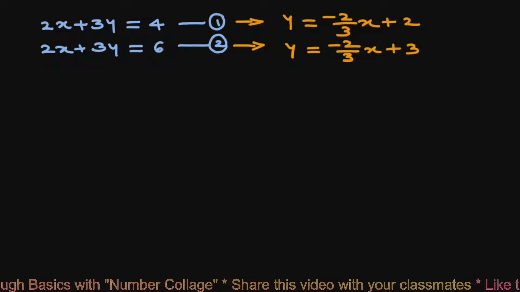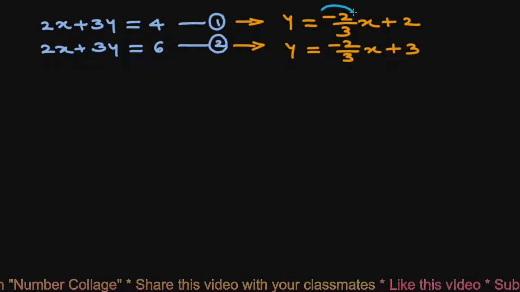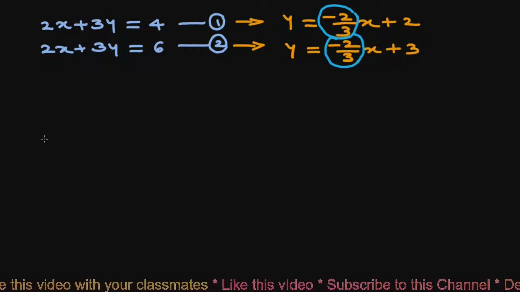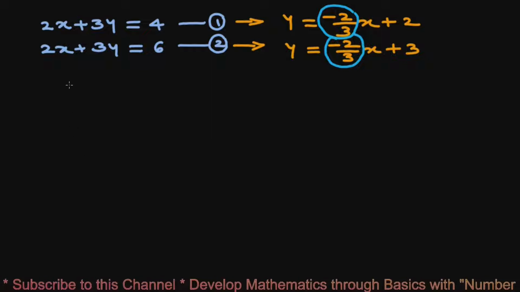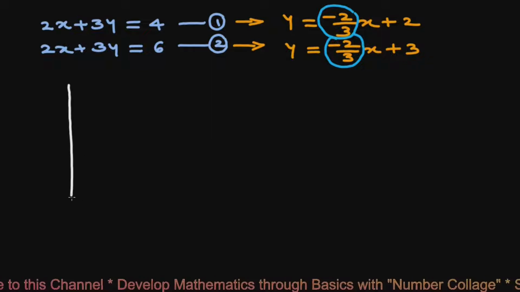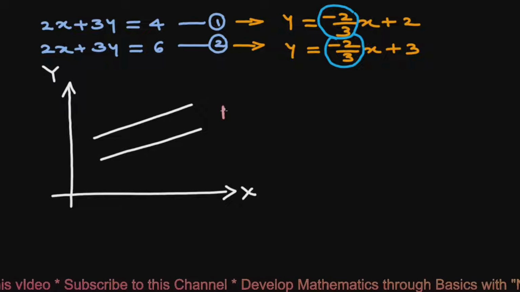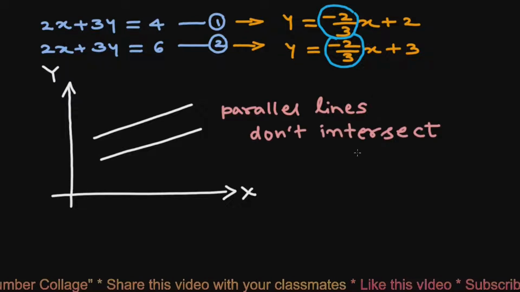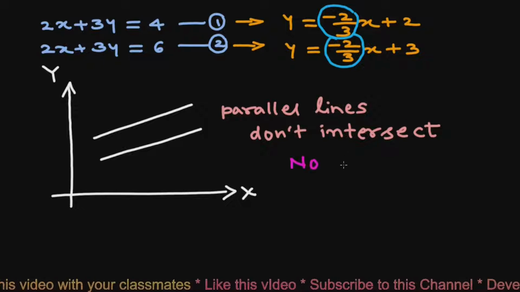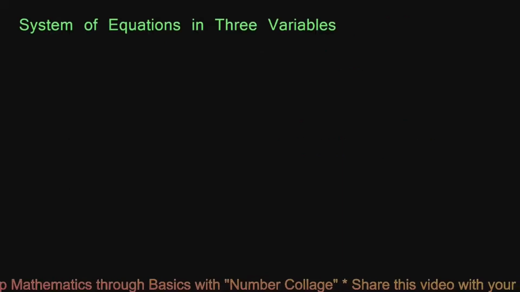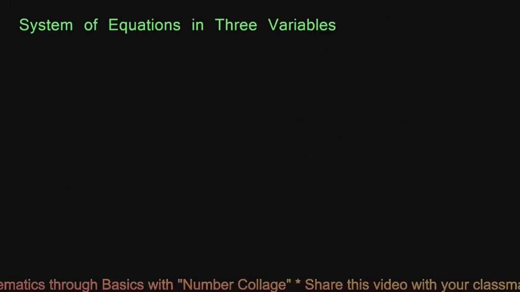Now since these two equations have the same slope, minus 2 upon 3, these two lines will be parallel to each other and can be geometrically represented like this. Since these two parallel lines don't intersect each other, there will be no solution of these two equations. Now we will talk about systems of equations in three variables.